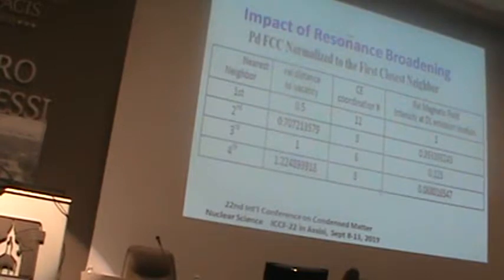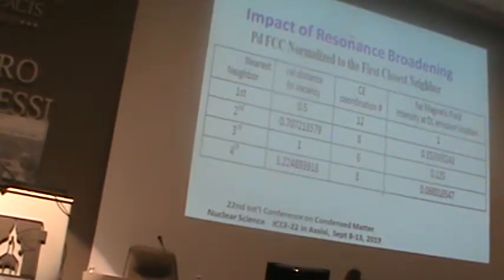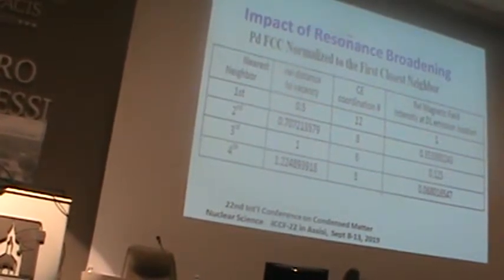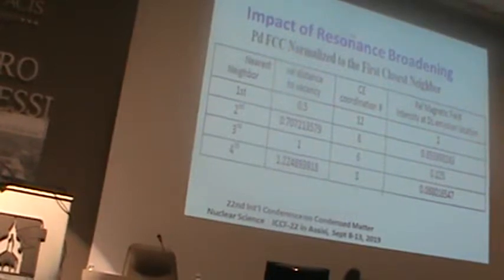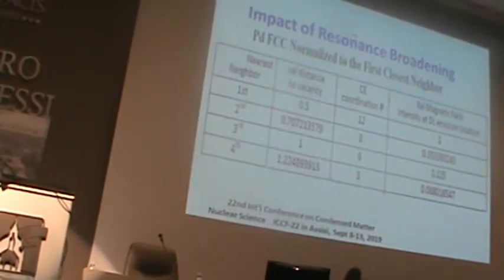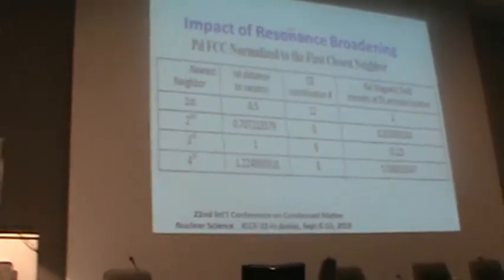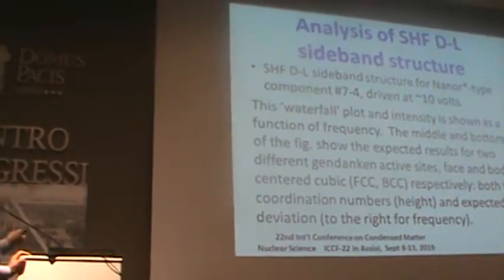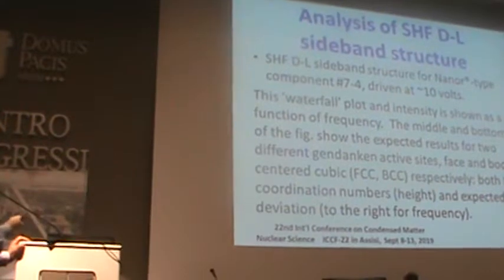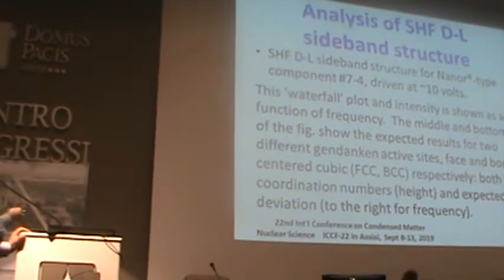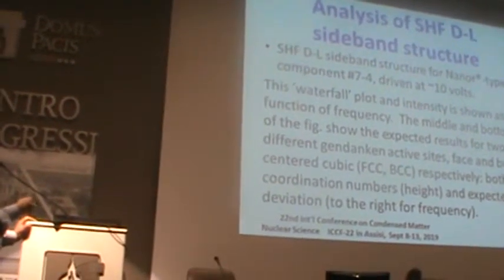Now, initially, when I did my Gedanken experiment, I thought this was a magnetic field interaction. Peter Hagelstein has assured me it's not. So we're stuck with resonance broadening, but it's still 1 over r cubed. And you'll see there's a terrific match. The one we're going to look at was component 7.4, which was driven at 10 volts.